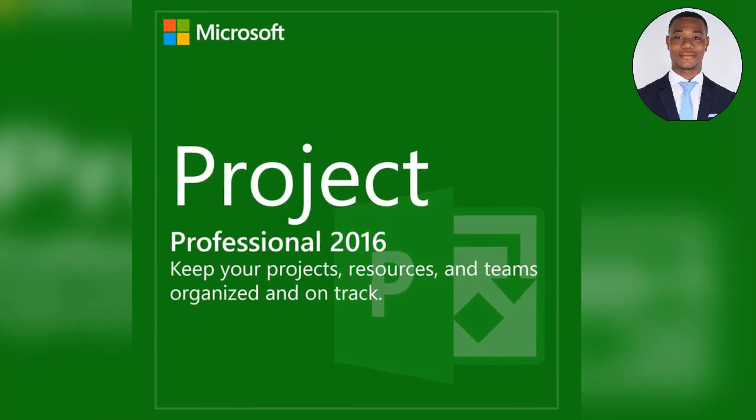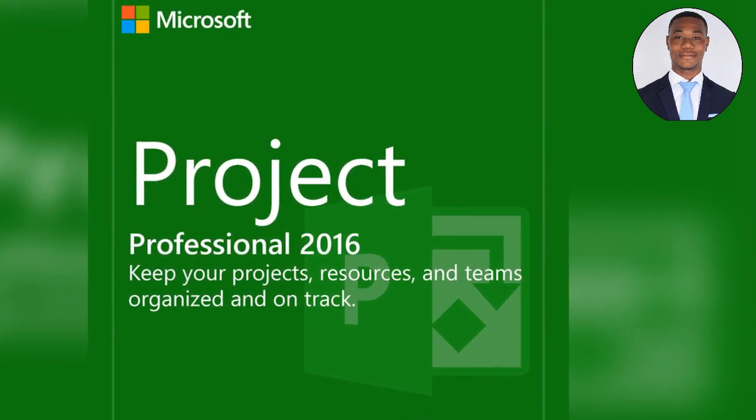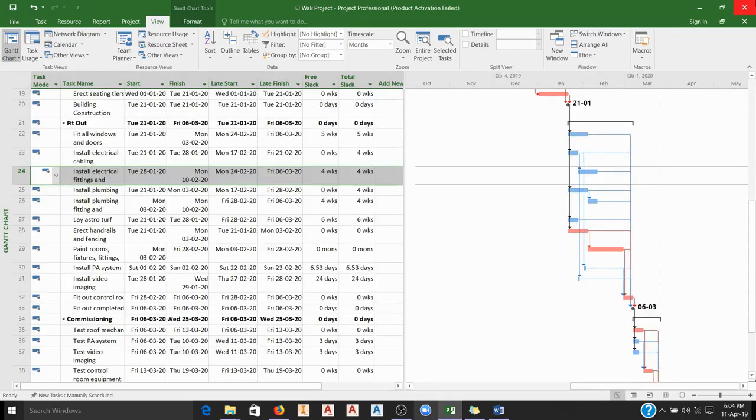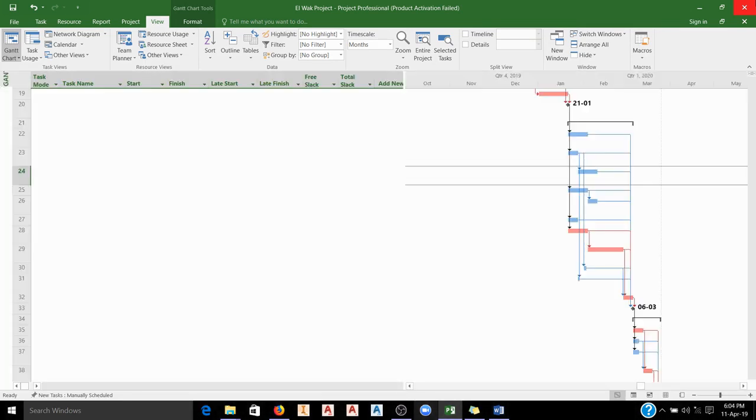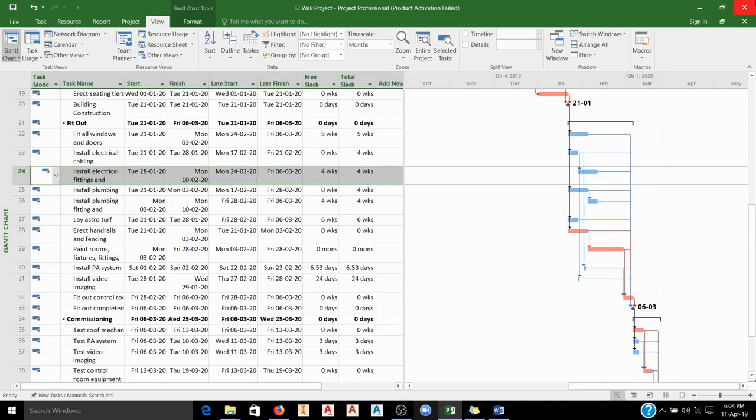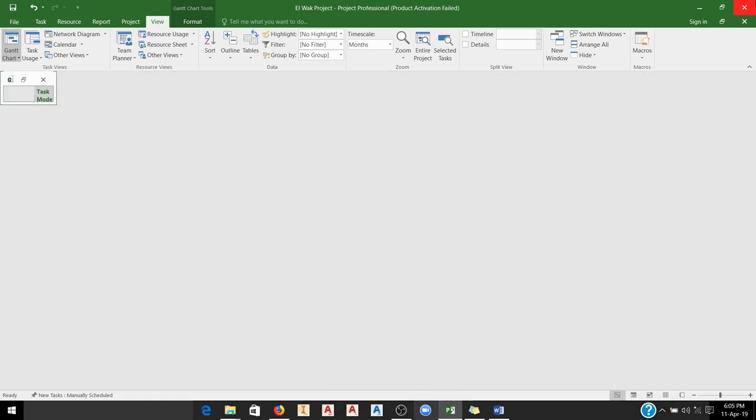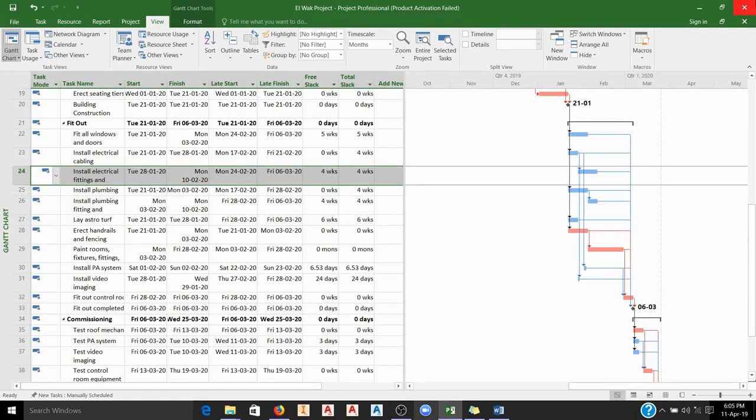So in this video, we are going to talk about how to properly comprehend or understand lag time. Now we've established that we could enter dependencies to establish a relationship between tasks in our project. But the dependencies are not enough to cater for some of the delays that we can possibly experience in our projects.